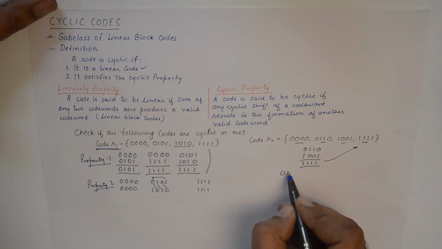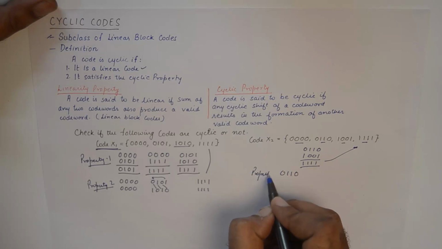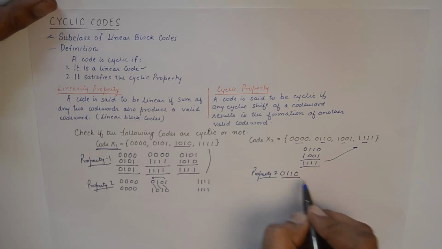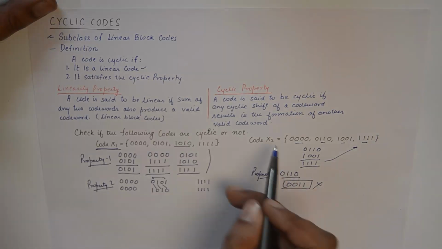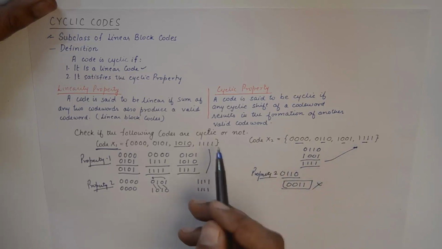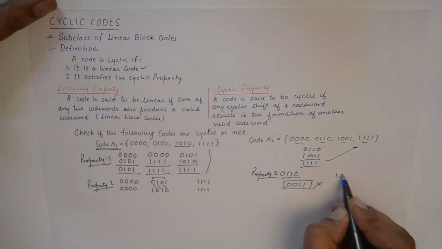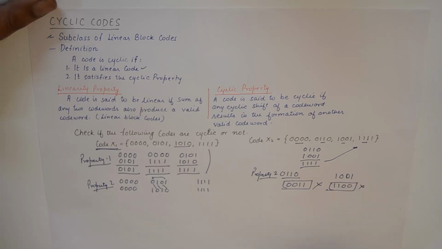However, if we apply property number 2, and if I shift this by 1 bit, I get 0011, and it is not a code word in this set. So this code x2 is not a cyclic code. And similarly 1001, if shifted by one place, will give me 1100, which again is not a code word.